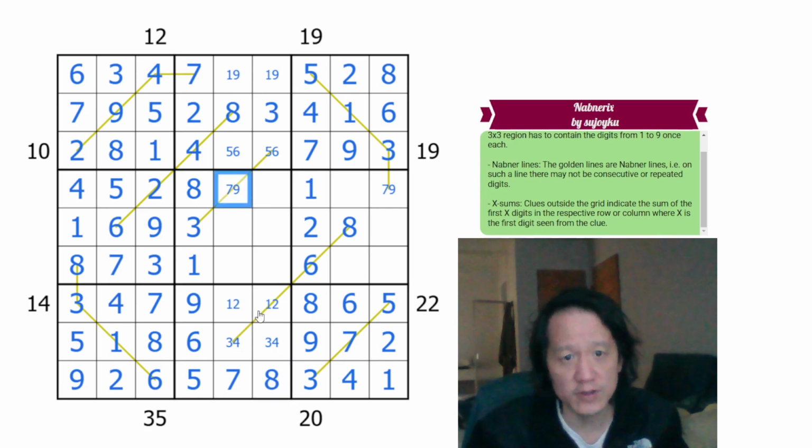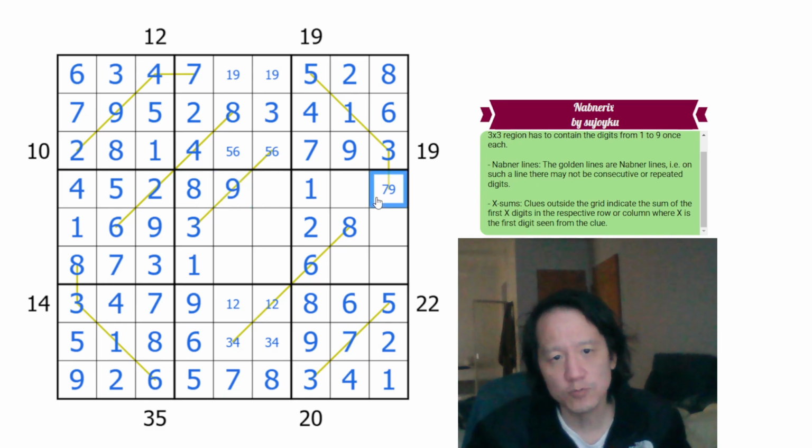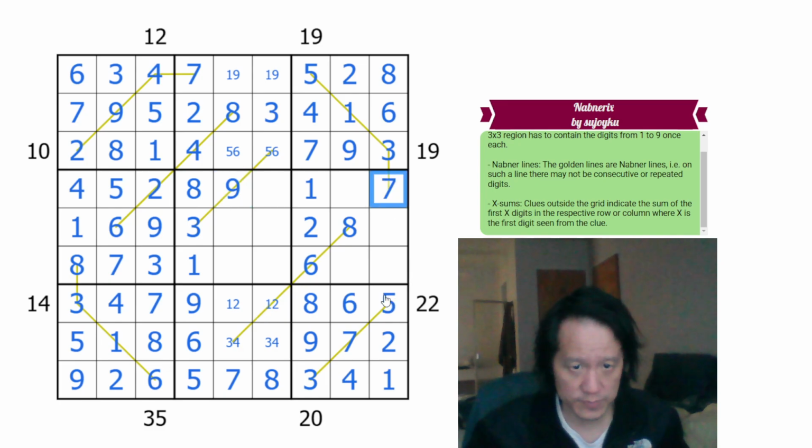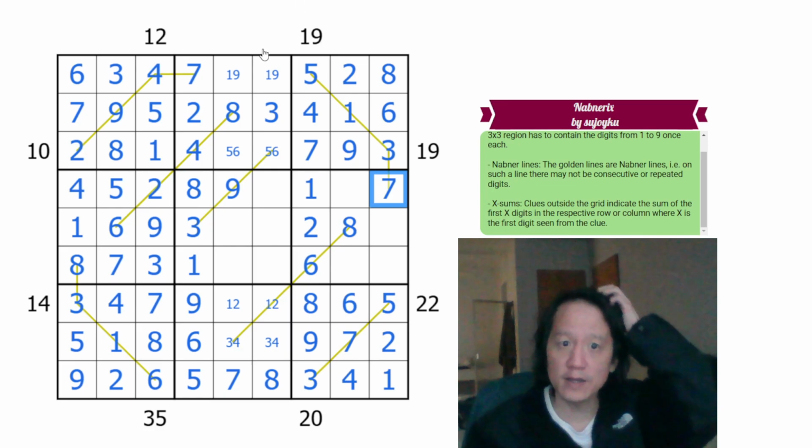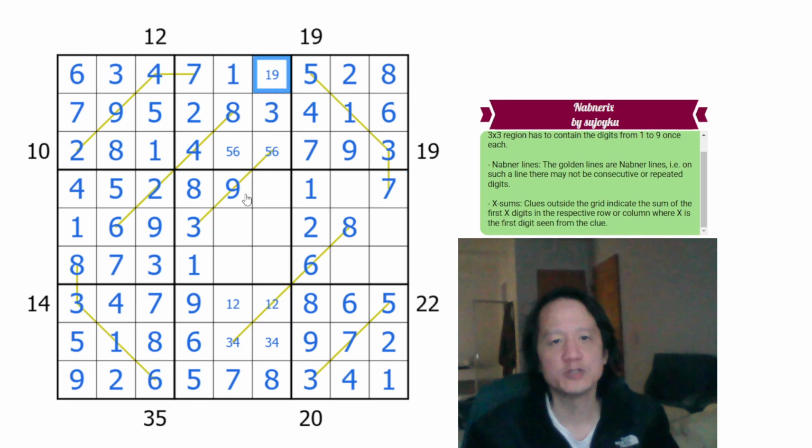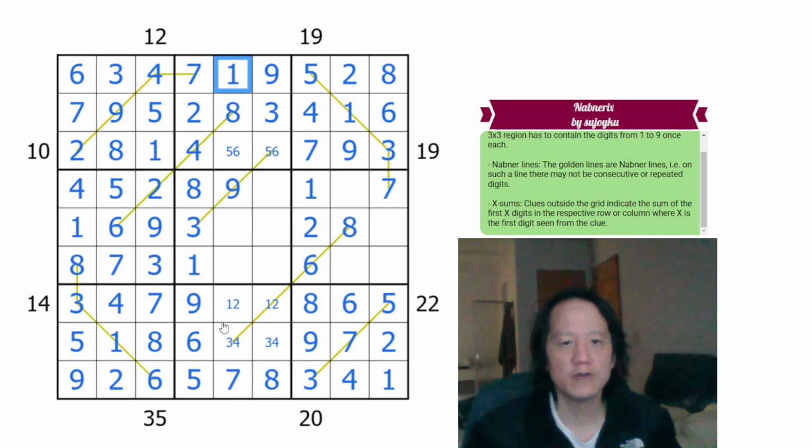This can't be 7. Therefore, this is 9, which forces that to be 7. That can't be 9 now, so this is 1, which makes that 9. This 1 eliminates that 1, which makes that 2, and that 1. This can't be 3 anymore, therefore this is 4. This can't be 4, so this is 3.